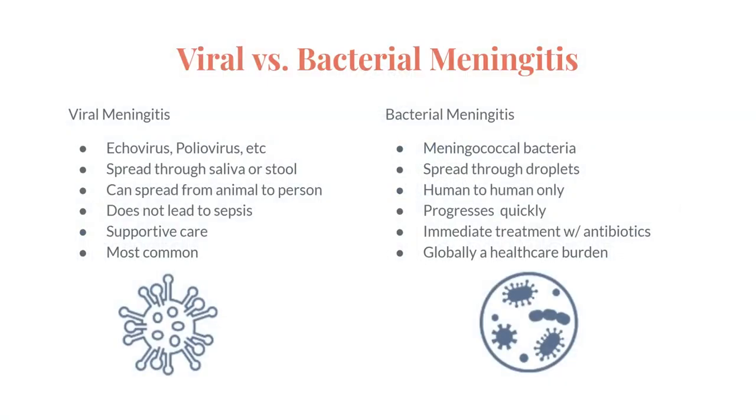And then that pretty much just concludes my presentation portion for bacterial meningitis. This is just a small overview of those small differences that I mentioned throughout the presentation between viral and bacterial meningitis. The viral meningitis, it is caused more commonly through gastrointestinal bacteria or viruses, sorry. And it is spread through saliva or stool. And the big difference too is it can spread from animal to person or person to person. It does not lead to sepsis. It requires more supportive care. More times than not, you don't need a hospitalization, and it is pretty common.